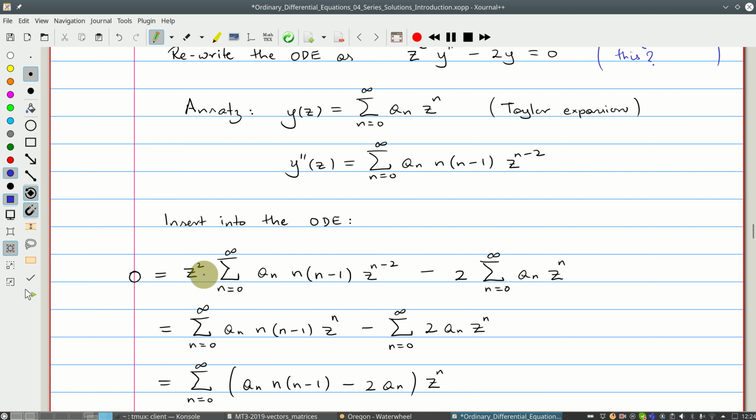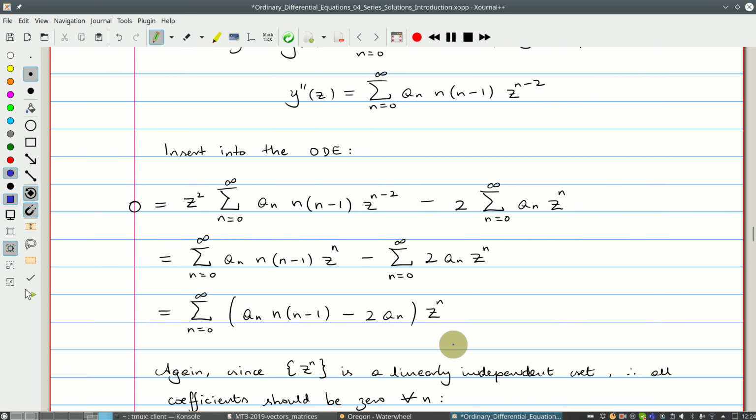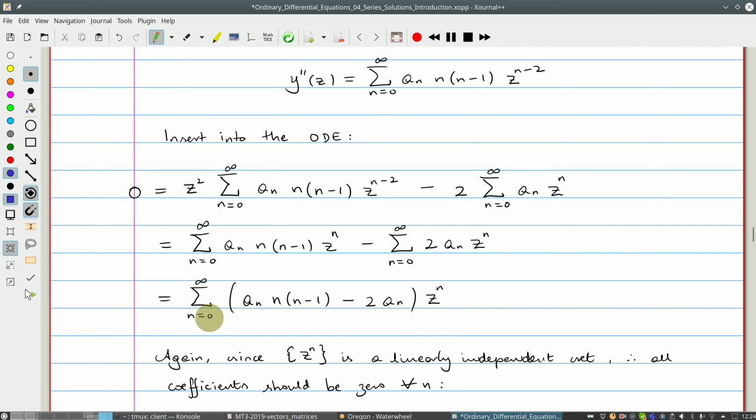We can now bring in the z squared in here, so that makes the power of z, z to the n over here. It converts z to the n minus 2 to z to the n, and now the powers of z are the same in both terms, so we don't need any changes of variable or anything to combine these two terms. We can combine them as they are, and what we have is a single sum, n goes from 0 to infinity, of a_n times n(n minus 1) minus 2, a whole thing multiplied by z to the n.